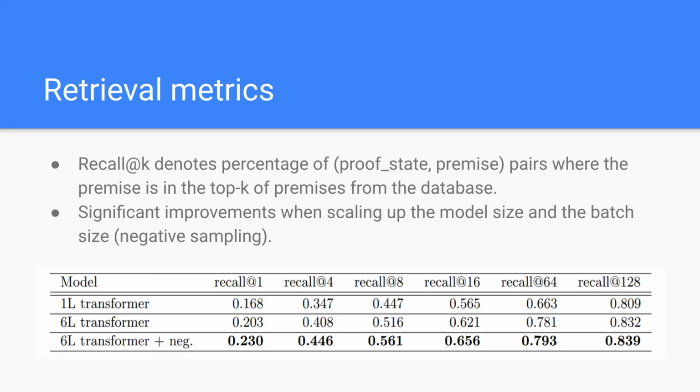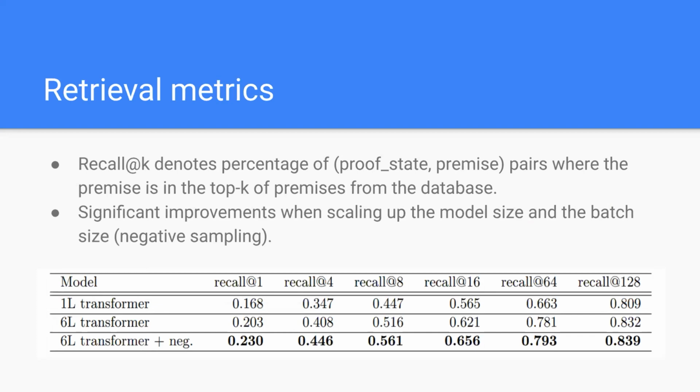First, we inspect the retrieval metrics of our embedding-based premise selection models by looking at how many premises we need to retrieve in order for the retrieved part to contain the ground truth. So basically, the recall at K metric.